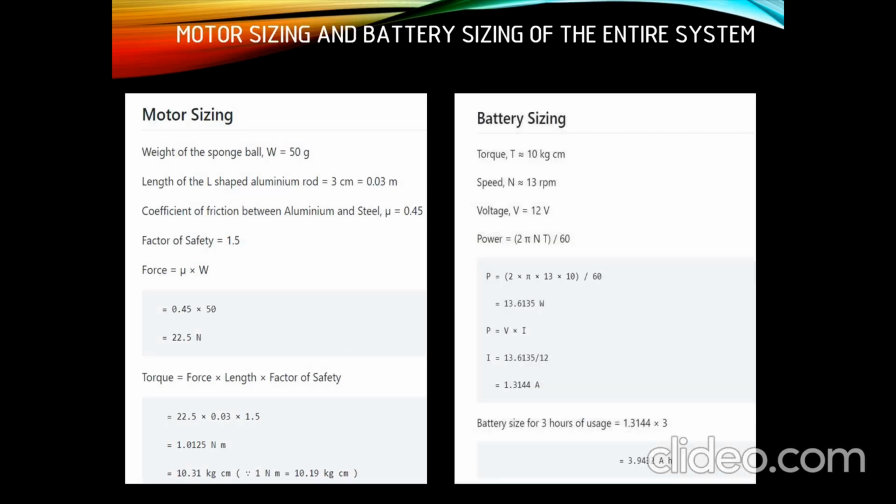Battery sizing. Torque T is approximately 10 kg/cm. Speed N is approximately 13 rpm. Voltage V is 12 volts. Power is equal to 2 pi NT by 60. After substitution, power is 13.6135 watt. Power is equal to voltage into current. After substitution, current is equal to 1.3144 amperes. The size of the battery for 3 hours of usage is 3.9432 ampere hour.